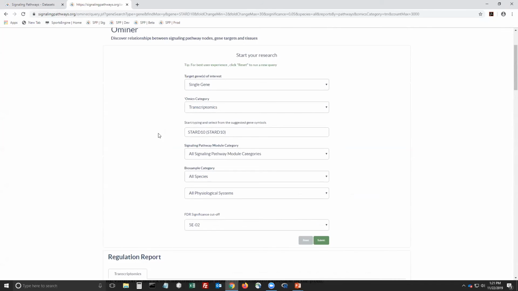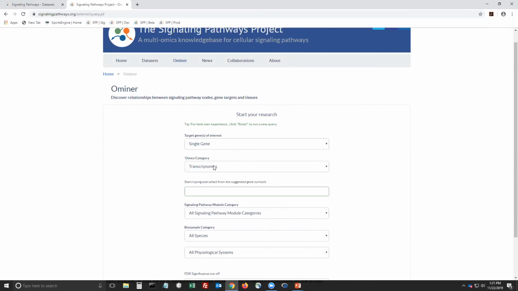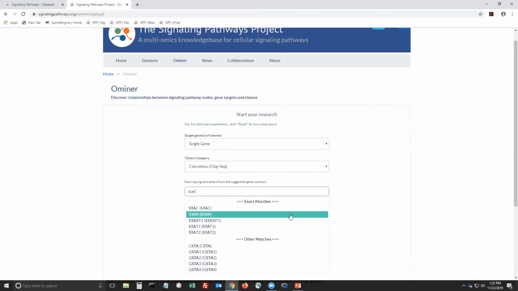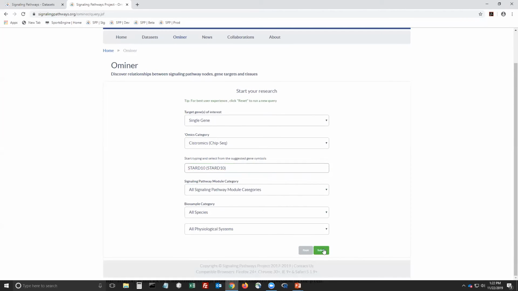Now let's take a look at the cistromics data set. We recommend that when you switch searches like this, you reset your filter. So we're simply going to select single gene, but now we're going to filter on cistromics only. Again, we put in a couple of keywords, select our gene of interest here, keep the defaults, and click submit.